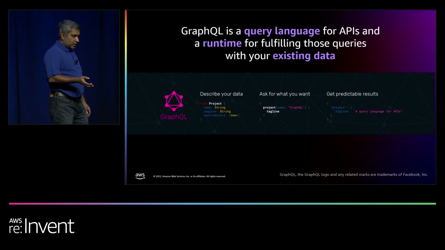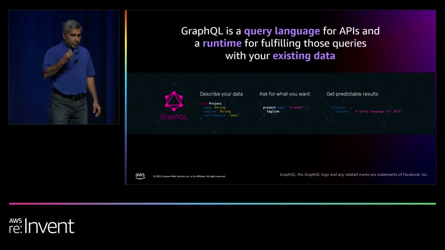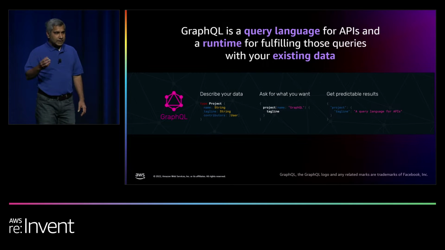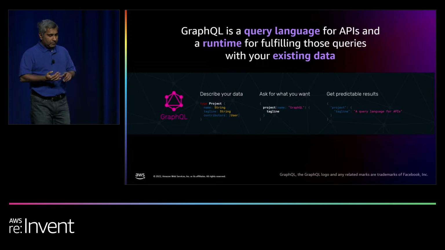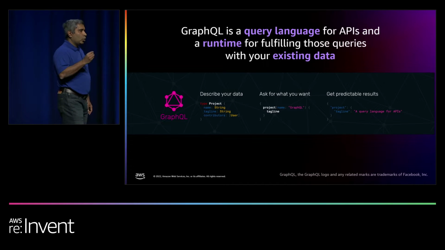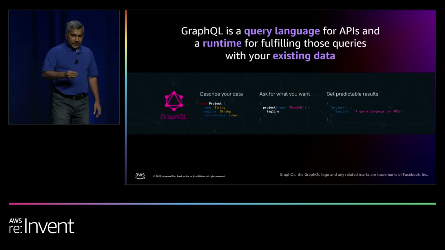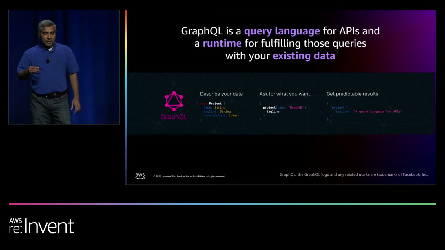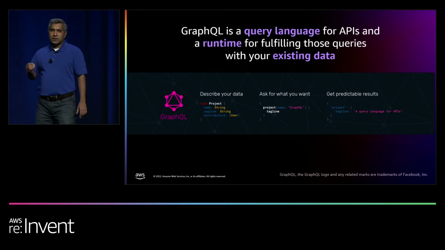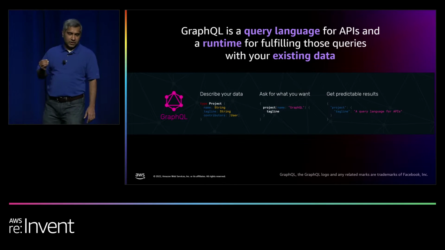So as you can see from this picture, there is a type called project, which is a container of fields, and you have a lot of fields like name, tagline, contributors with data types. And the clients exactly know what they are asking for. In this case, they are asking for tagline from a type project with a name input as GraphQL. And they are always getting predictable results because it is a very strongly typed system.